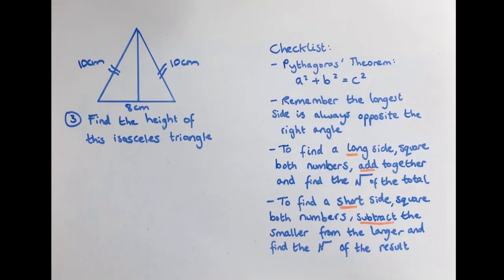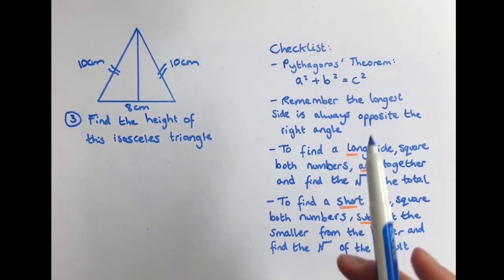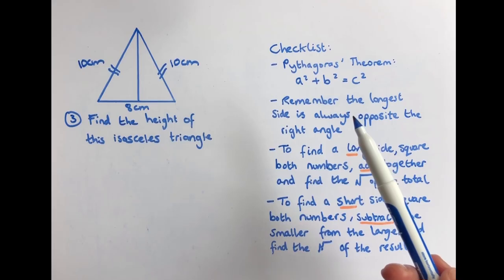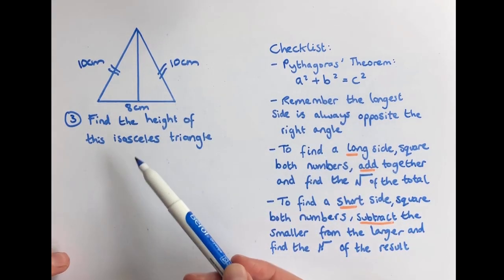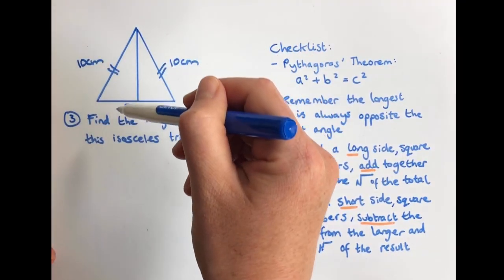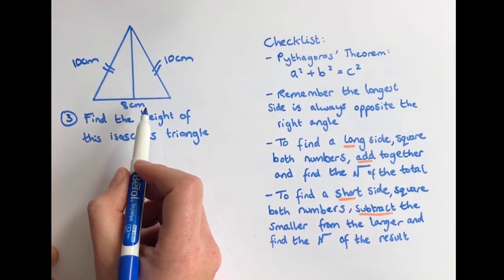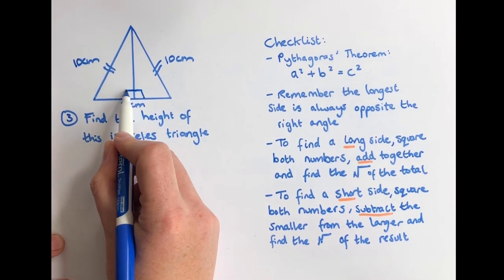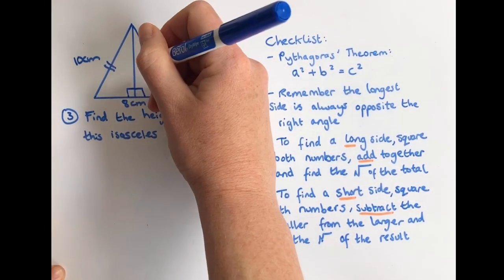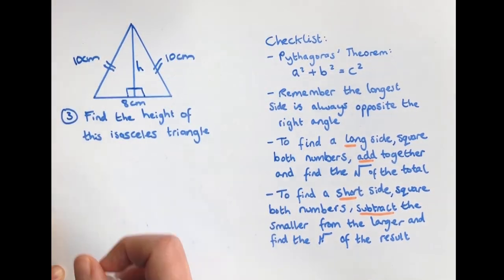So you may be given a question about an isosceles triangle. I've told you that Pythagoras' theorem can only be used with a right-angled triangle. But an isosceles triangle means that two of the sides are exactly the same. So it can actually be divided equally in half, giving you two right-angled triangles. So I now want to find what h is.